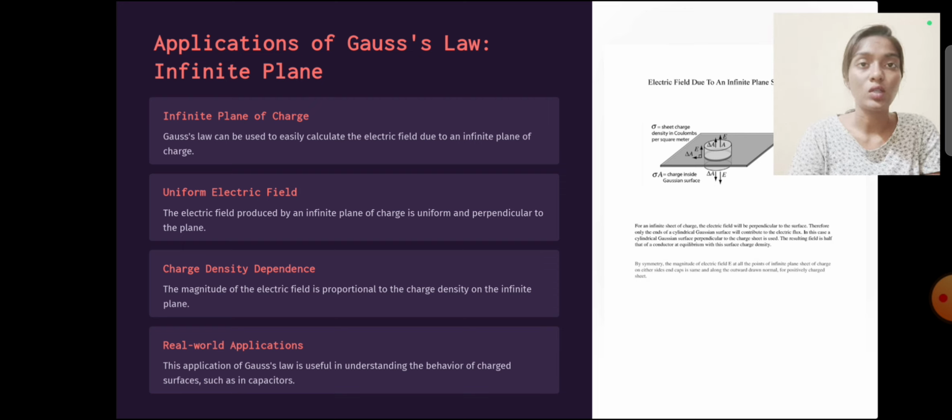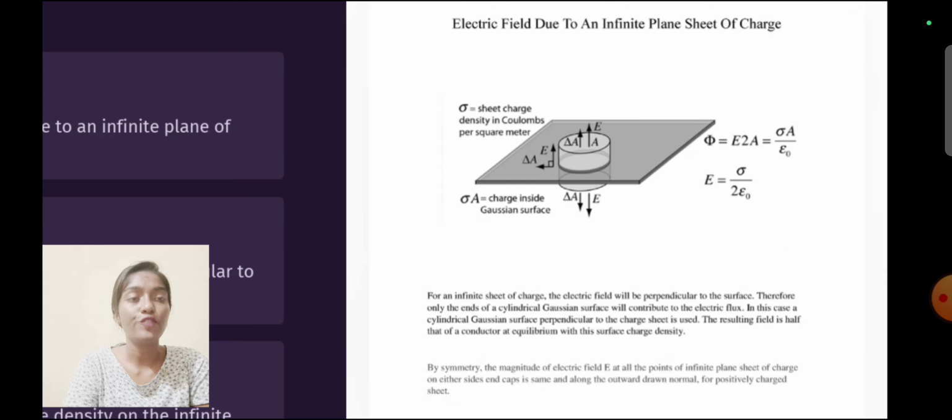Applications of Gauss law in infinite plane. Infinite plane of charge. Gauss law can be used to easily calculate the electric field due to an infinite plane of charge. Uniform electric field. The electric field produced by an infinite plane of charge is uniform and perpendicular to the plane. Charge density dependence. The magnitude of the electric field is proportional to the charge density on the infinite plane. Real world application. This application of Gauss law is useful in understanding the behavior of charged surfaces, such as in capacitors.